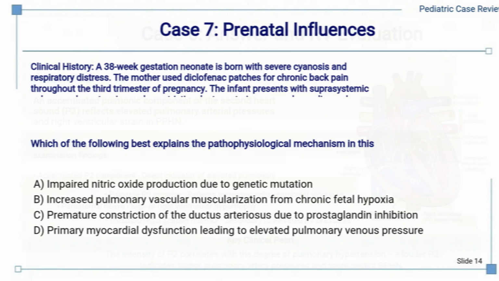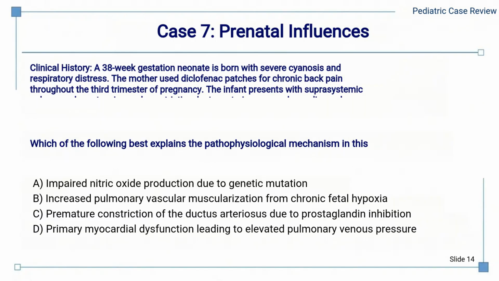Case 7. A 38-week gestation neonate is born with severe cyanosis and respiratory distress. The mother used diclofenac patches for chronic back pain throughout the third trimester of pregnancy. The infant presents with suprasystemic pulmonary hypertension and a restrictive ductus arteriosus on echocardiography. Which of the following best explains the pathophysiological mechanism in this case?